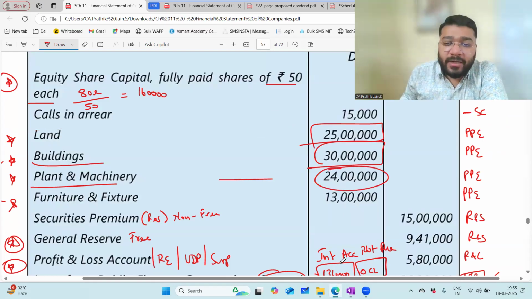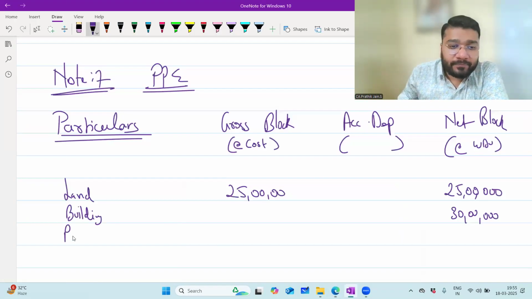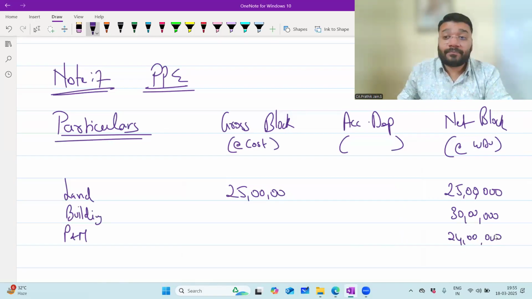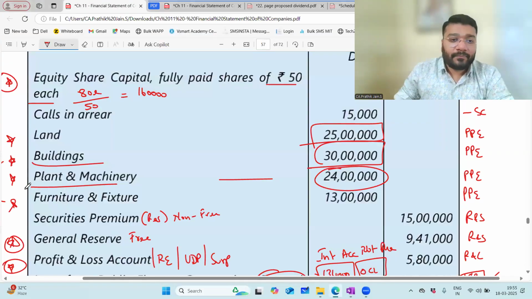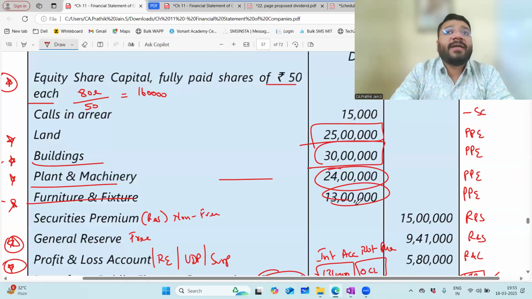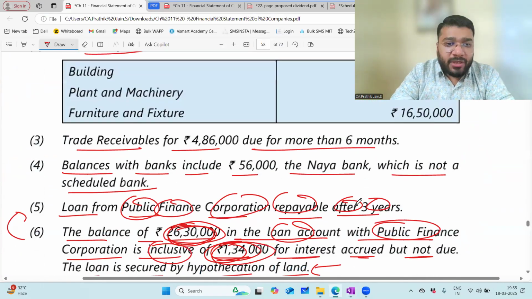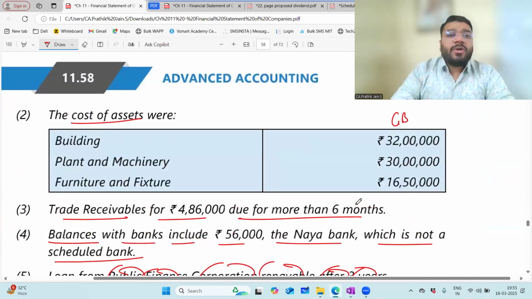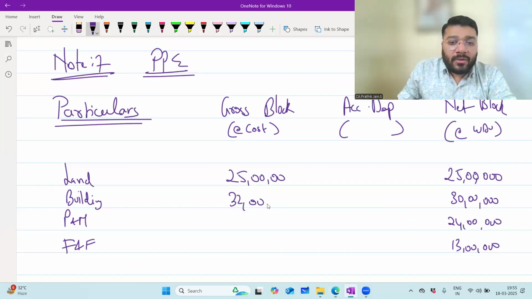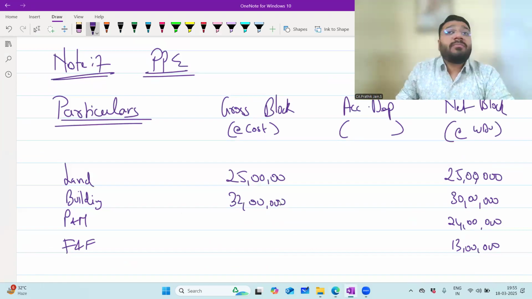Plant and machinery net block is 24 lakh rupees. Furniture fixture, 13 lakh rupees. We're talking about 13 lakh net block only. Sir, where do you find the cost of building, plant, machinery, furniture? It is given in the adjustment, additional information. So the cost of the building is 32 lakh rupees. So 32 lakh worth of building has now become 30 lakh.